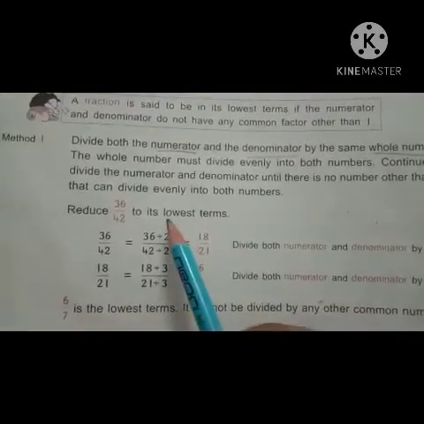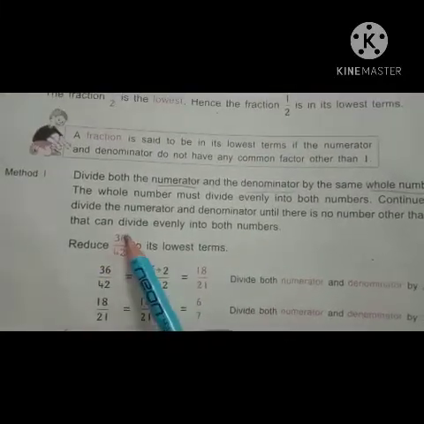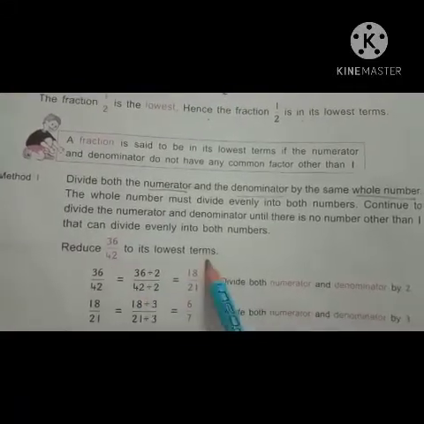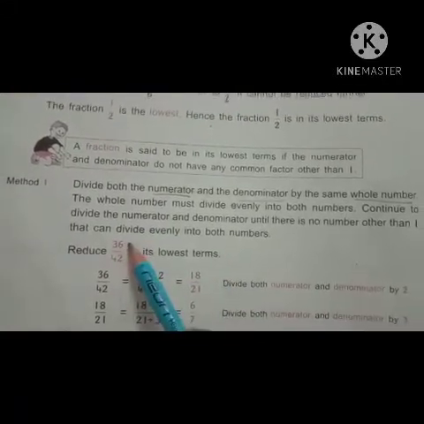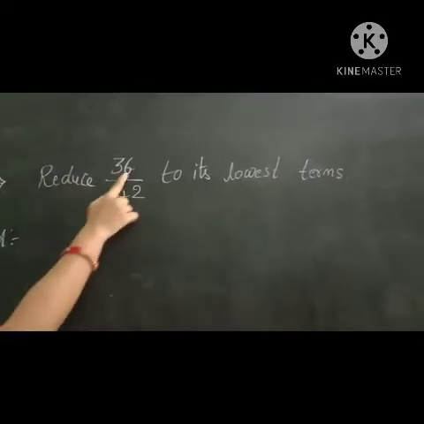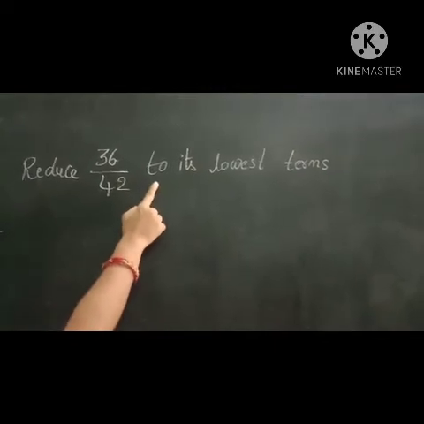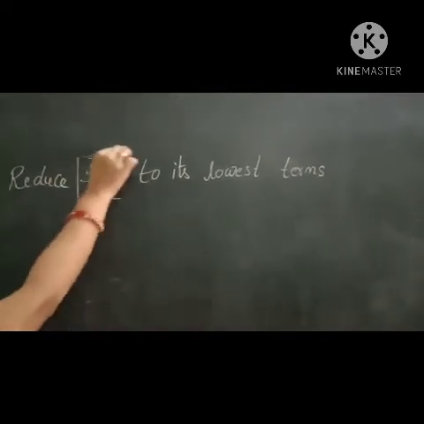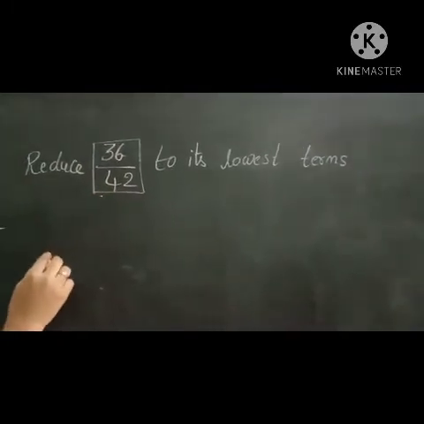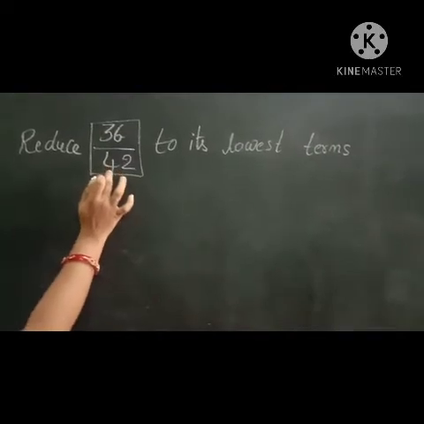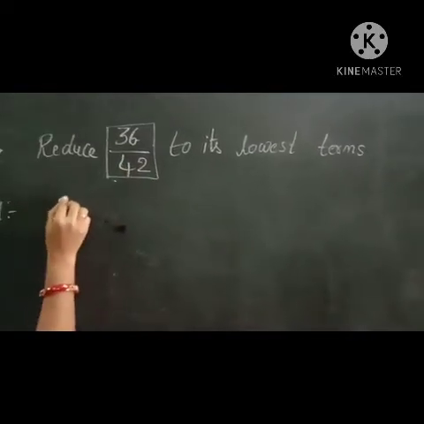Here, children, for example, reduce 36 by 42 to its lowest terms. Here we have to reduce this number, 36 by 42. Now we are going to reduce this number. So first, what I told, we have to find out the HCF of these two numbers. Find out the HCF now. See here.